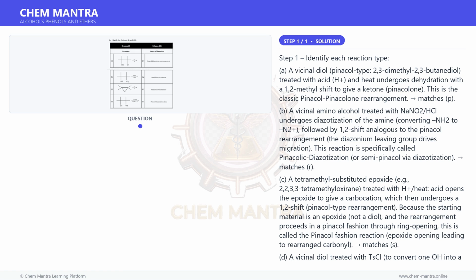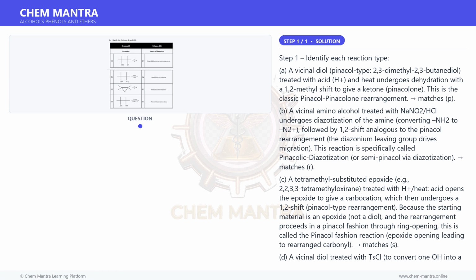Step 2. Why other options fail? A cannot be Q because Q requires activation of one OH by tosylation, not simple acid protonation. B cannot be Q or S because NaNO2/HCl specifically converts an amine to a diazonium, which is the defining feature of pinacolic diazotization. C cannot be P because P requires a diol starting material, not an epoxide. D cannot be P because the TsCl/base conditions are characteristic of the semipinacol pathway, not simple acid-catalyzed dehydration.